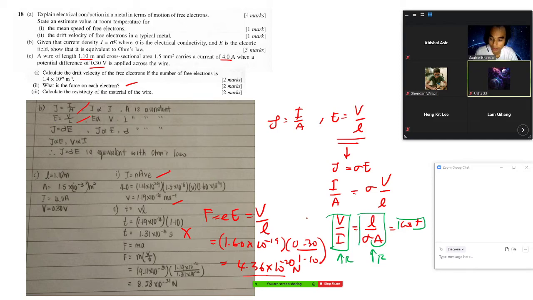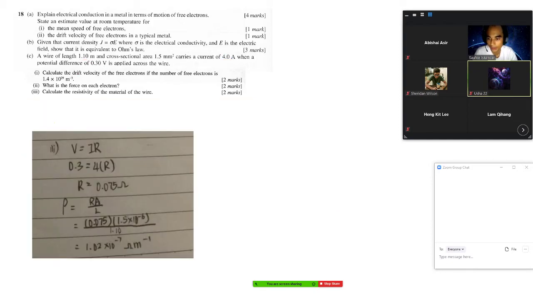Number 3. Calculate the resistivity of the material of the wire. So, resistivity of the wire. You can use V equals IR, rho equals RA over L. Then you have 1.02 times 10 power negative 7 ohm meter. So this one is correct. Two marks over here. So this is the answer for 18.